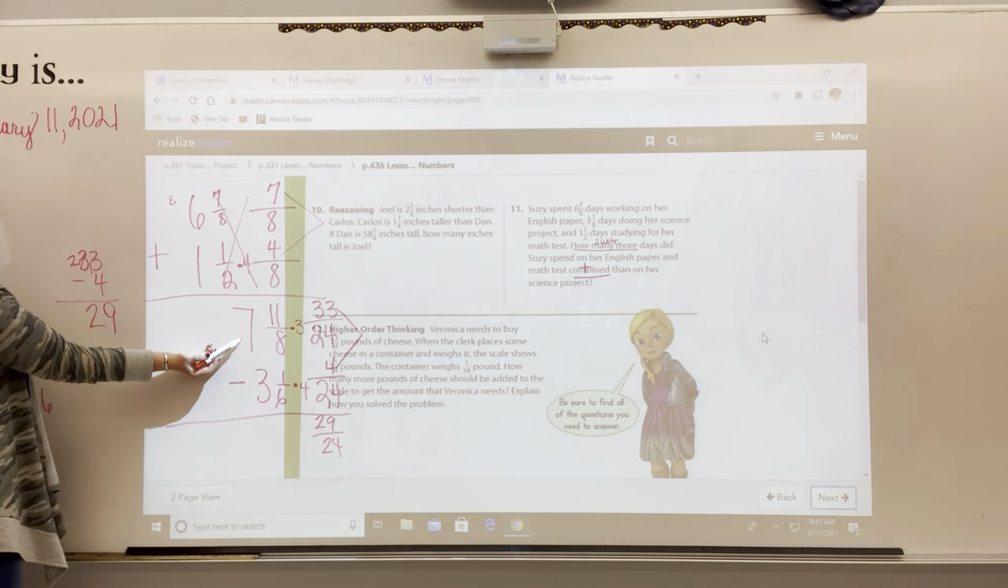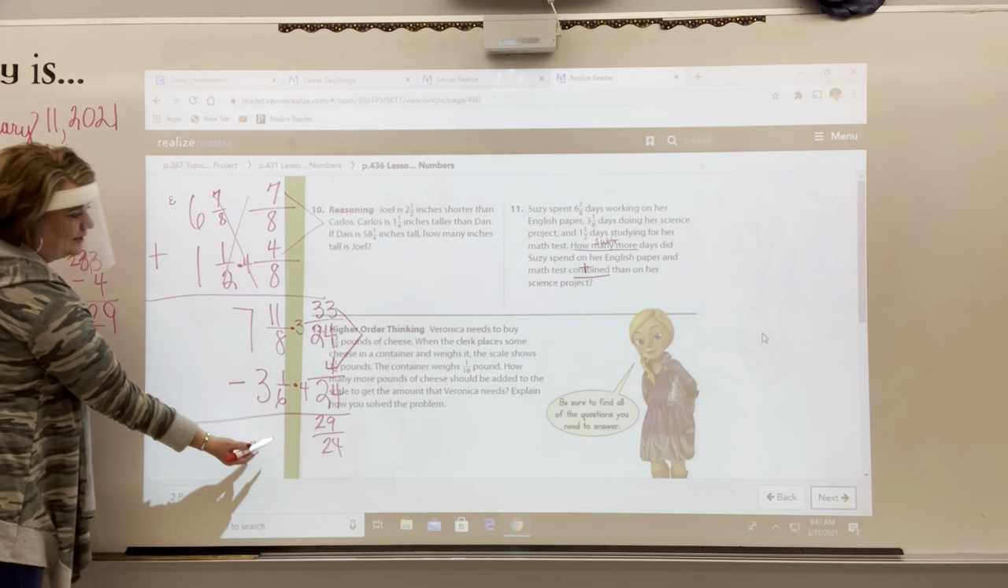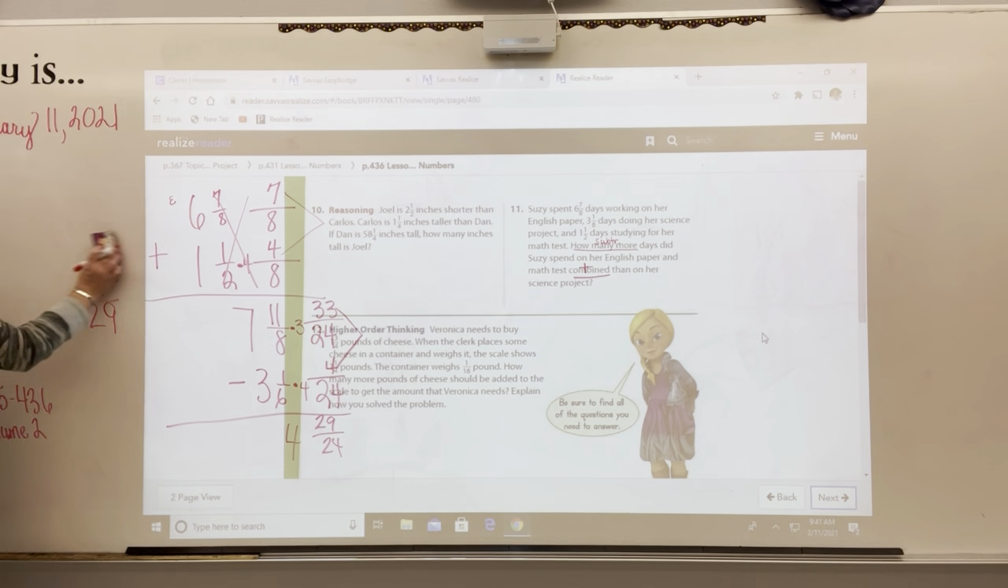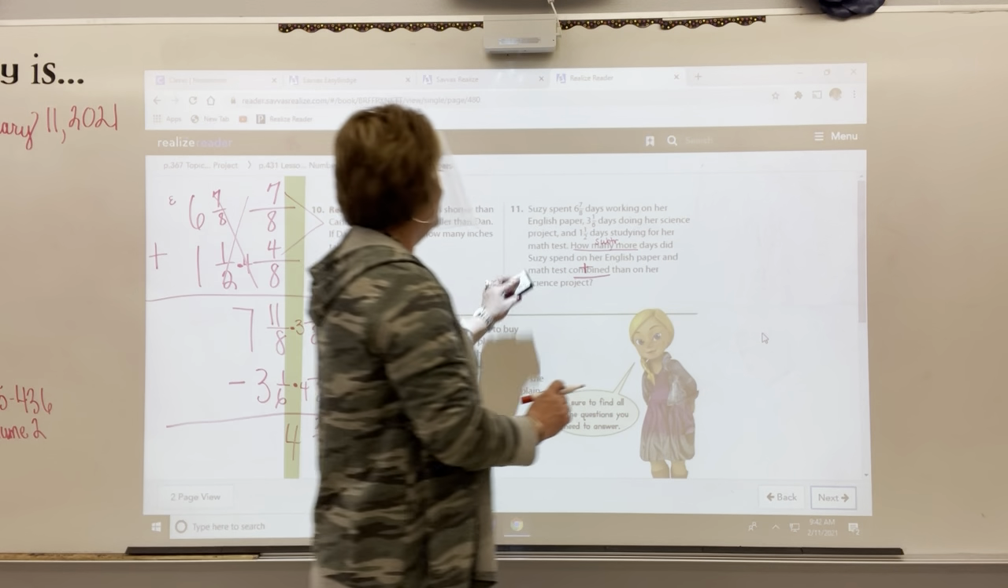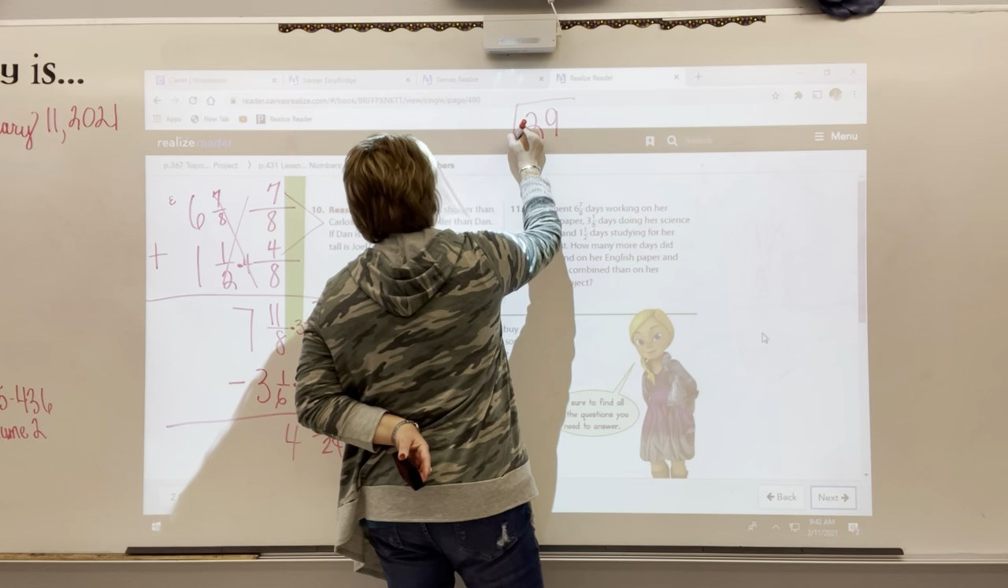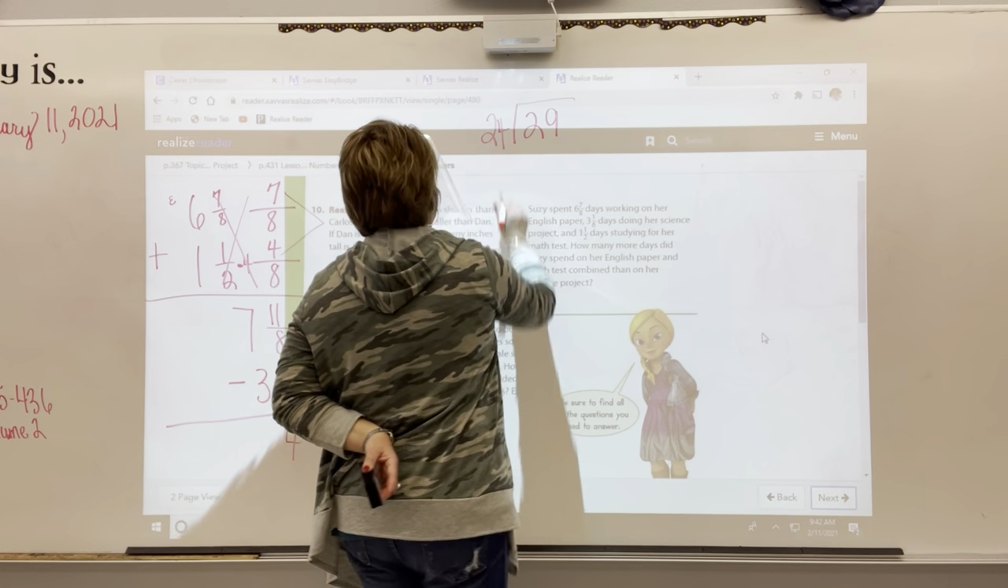Now we've got to subtract our whole numbers. What's 7 minus 3 going to get me? 4. Do y'all like my answer? No. What do y'all not like about my answer? Don't tell me reduce it yet. What do I need to do? It's terribly improper, isn't it? The top is way too big, isn't it? Mm-hmm. So Bentley, what do I need to do? Divide what? 29 divided by 24. I agree.